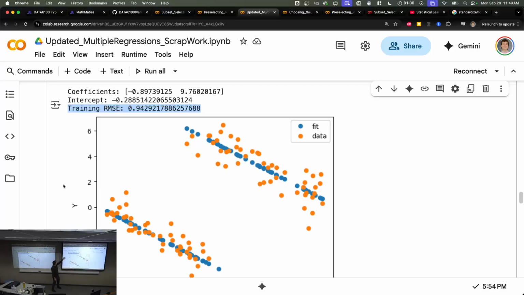Can anyone tell me what's even more dangerous than the word training here? There's one thing that almost everybody does that's even more dangerous than putting training RMSE.